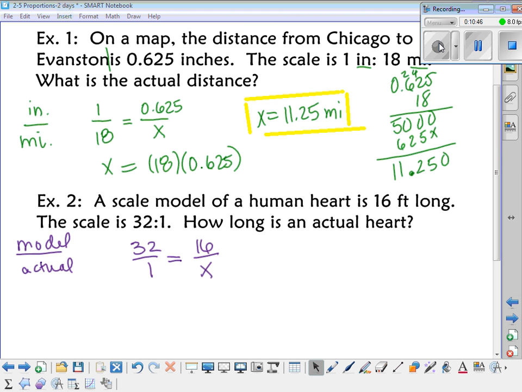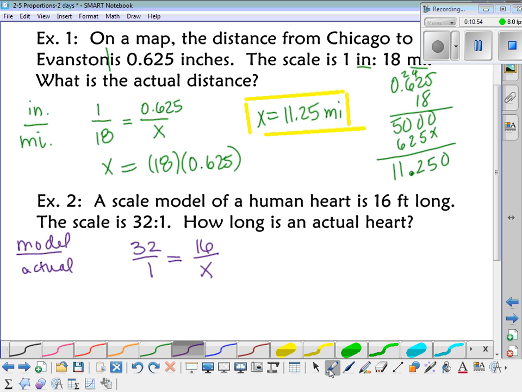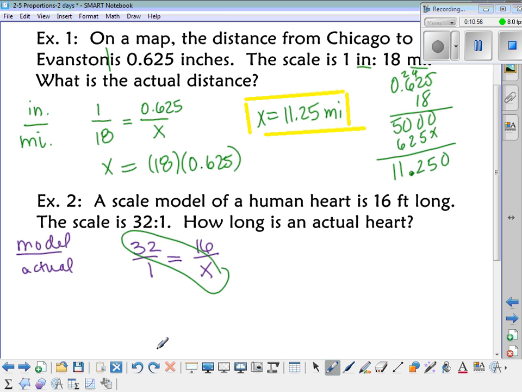You should have set it up 32 over 1 equals 16 over x. If you cross multiply, you cross multiply x times 32 and 1 times 16, you get 32x is equal to 16, and then you divide by 32. And then you can just reduce that fraction. 16 goes into itself once and 32 twice, so it's half a foot.